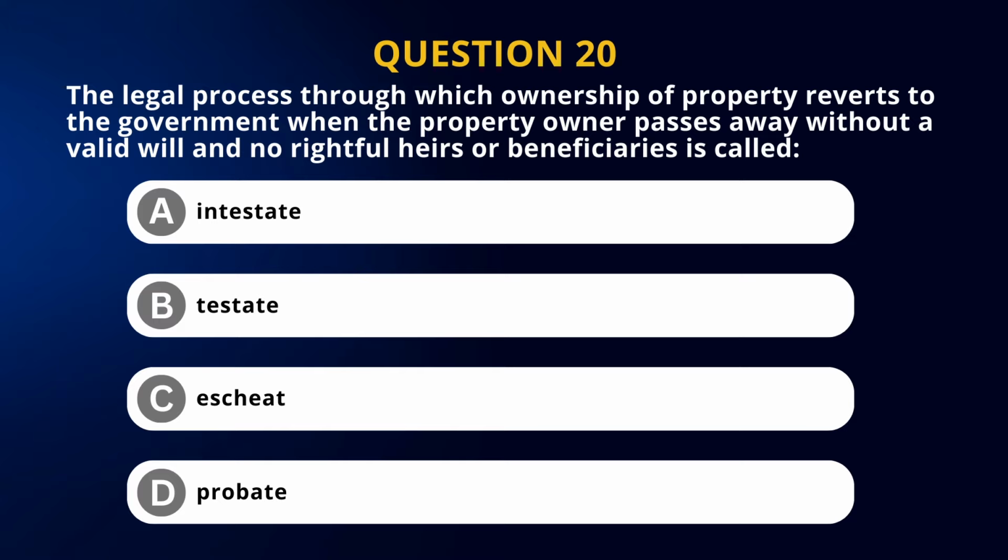Question number 20. The legal process through which ownership of property reverts to the government when the property owner passes away without a valid will and no rightful heirs or beneficiaries is called? Letter A, intestate. Letter B, testate. Letter C, escheat. Letter D, probate.